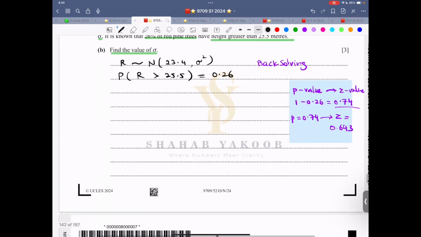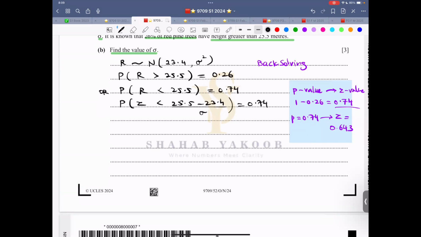Coming back to this. So now, first of all, reverse it. Probability R lesser than 25.5 is 0.74. Probability Z is lesser than 25.5 minus 23.4 over sigma is 0.74.